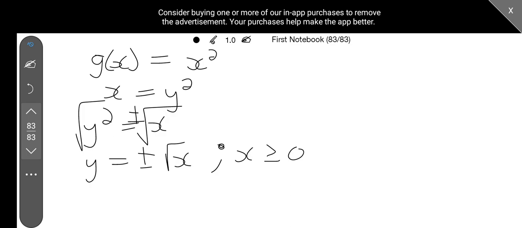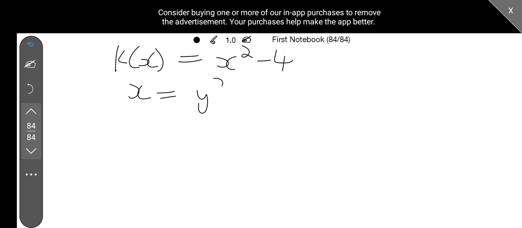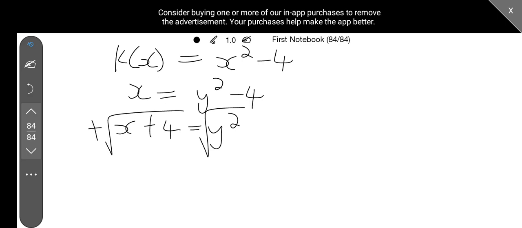Let's do another example, the last one. Suppose we're given k of x is equal to, let's say, x squared minus 4. So go ahead, determine the inverse. The first step is to switch. Here we're going to say x is equal to y squared minus 4, and then we take the minus 4 to the left side, and then x plus 4 is equal to y squared. Then we're going to square root, but on the side which we have x, we're going to say plus or minus. So at the end we have y is equal to plus or minus the square root of x plus 4.